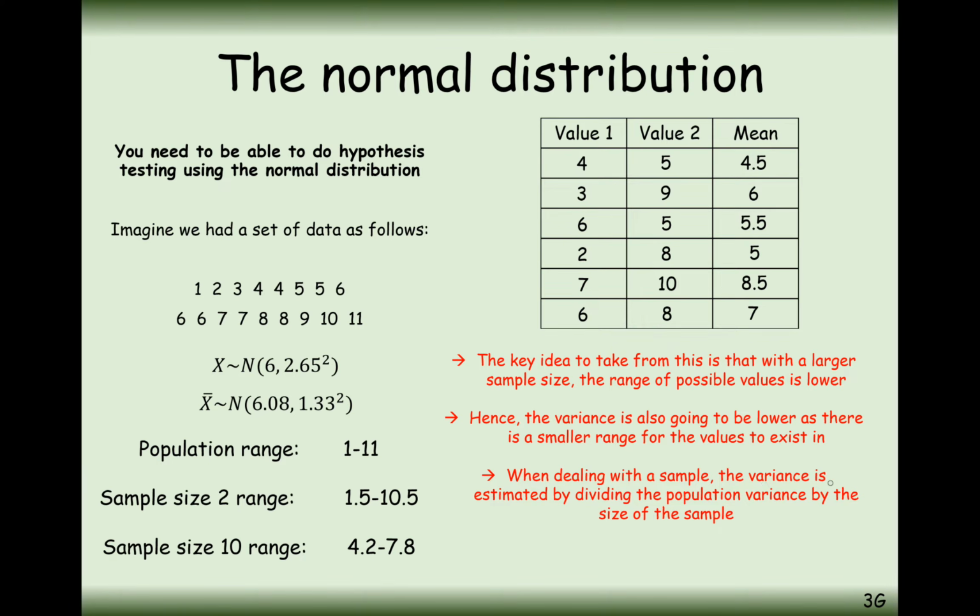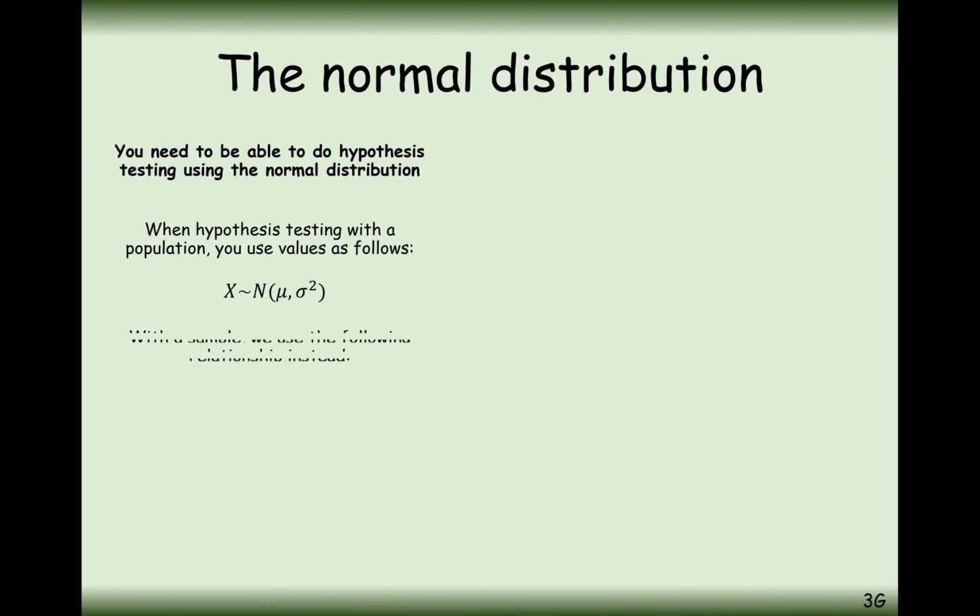When dealing with a sample, the variance is estimated by dividing the population variance by the size of the sample. That way, a larger sample will have a smaller estimated value for the variance. Okay, so what we're going to do then is, for the variance of the means in a sample, we divide it by n.